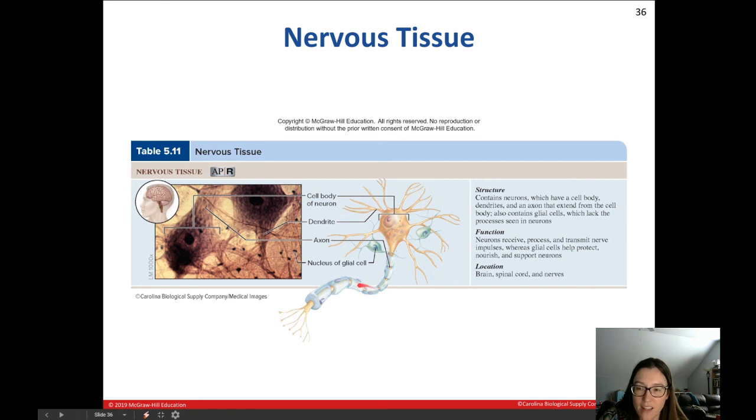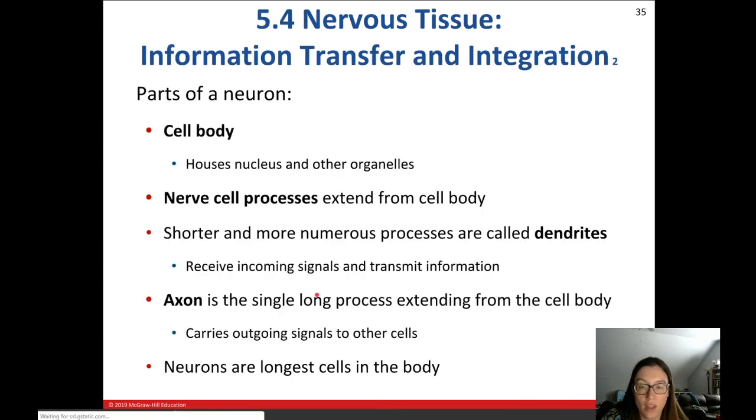And then the axon is going to be the signal sender. It's one long process usually that is going to send the electrical impulse down to another area. And neurons are usually the longest cells in the body. They can start in the bottom of your brain and go all the way down your arm to your hand muscles and things like that.